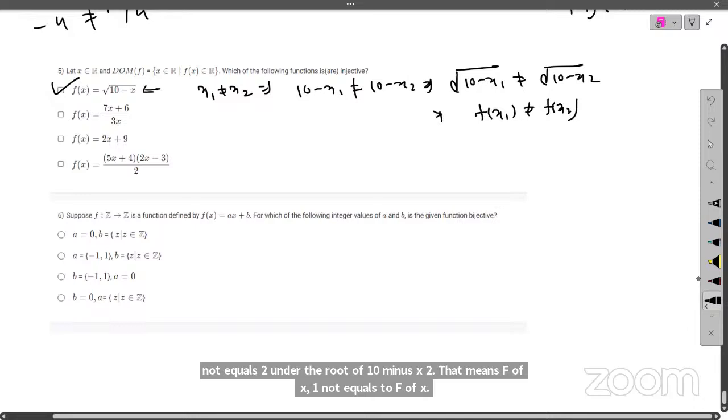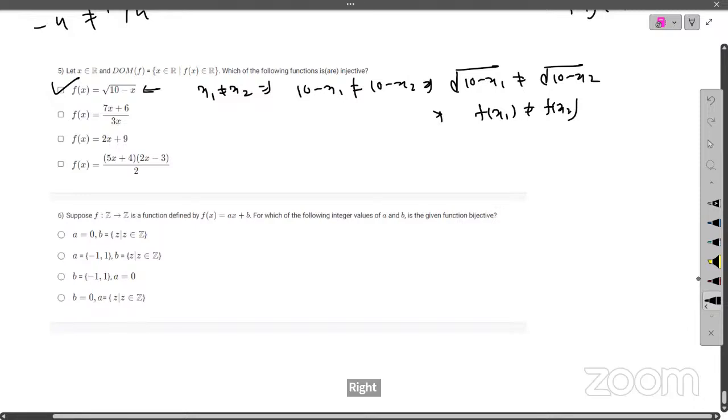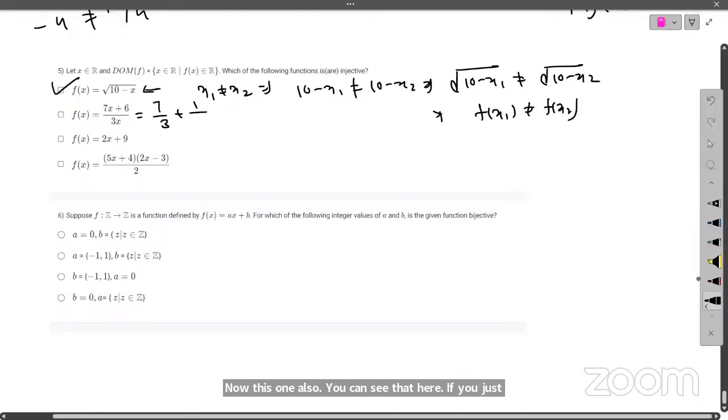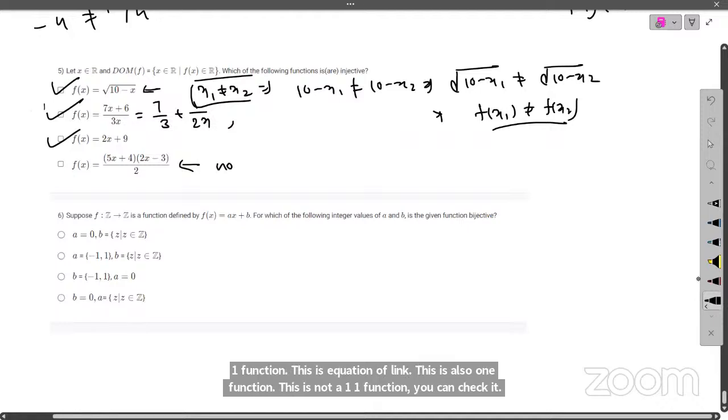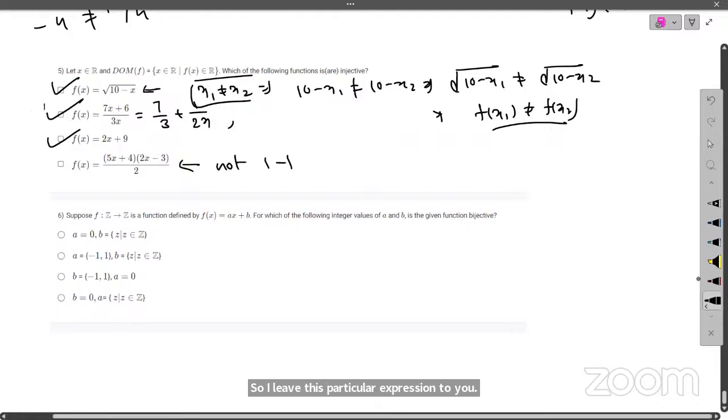It's quite obvious. Now this one also, if you just simplify it, it will become 7 by 3 plus 6 by 3, that means 1 by 2x. And here also you can use the same definition, x1 not equal to x2, and you can easily prove that this is also a 1-1 function. Again, this is the equation of a line, so this is also a 1-1 function. This is not a 1-1 function, you can check it out. So I'll leave this particular expression to you. It says these three are wrong.